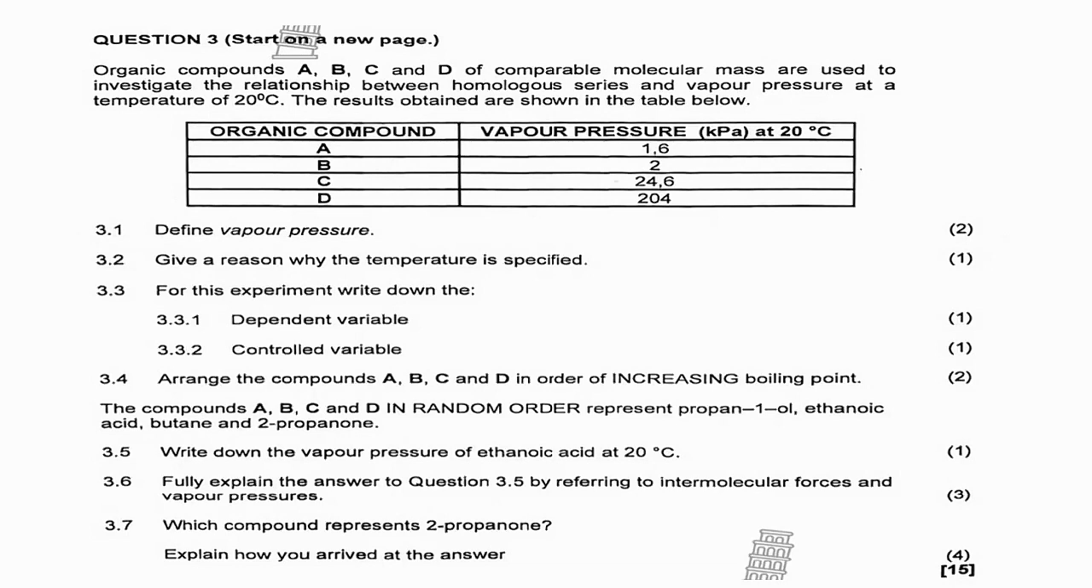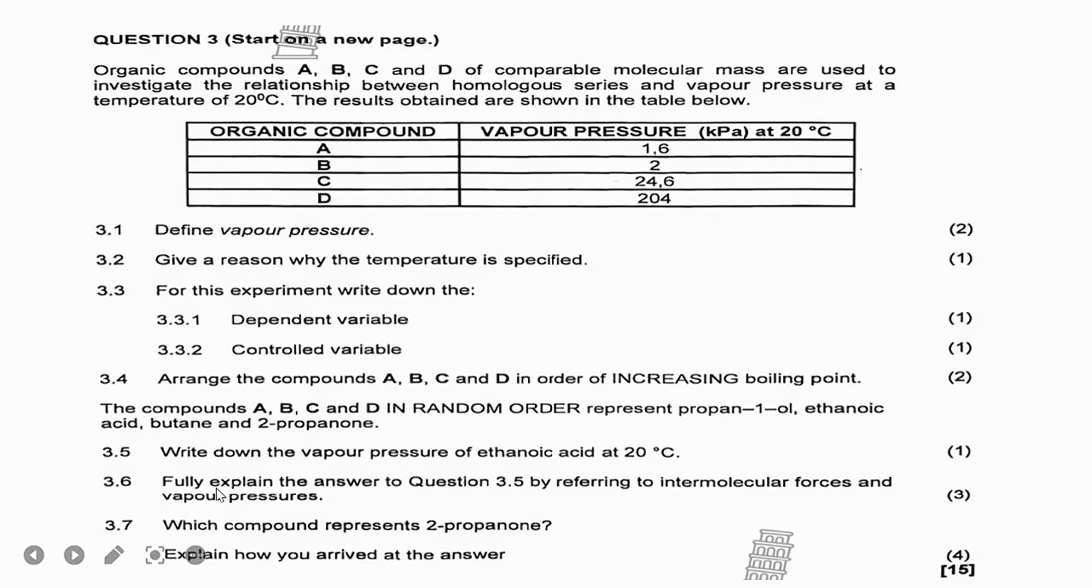Remember, if it has stronger intermolecular forces, then it has a higher boiling point, and a higher boiling point leads to a lower vapor pressure. So that means writing down our vapor pressure for ethanoic acid, that's 1.6 kilopascals, right? So that's the vapor pressure of the ethanoic acid.